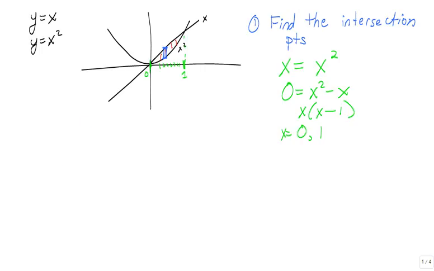So then you decide what is your top and bottom function. My top is x, and my bottom function is x squared. So I'm going to integrate 0 to 1, top minus bottom, dx.